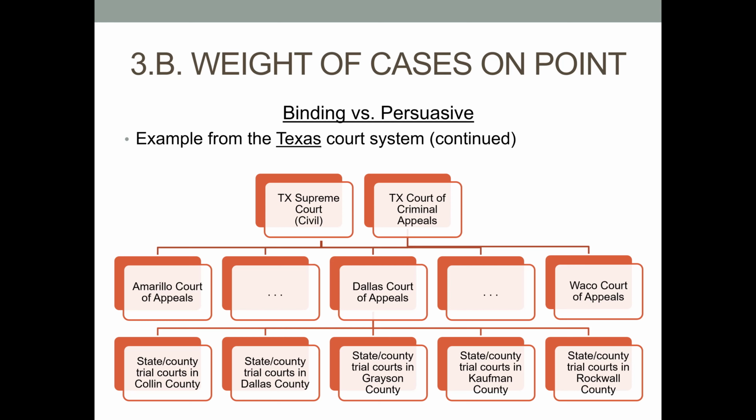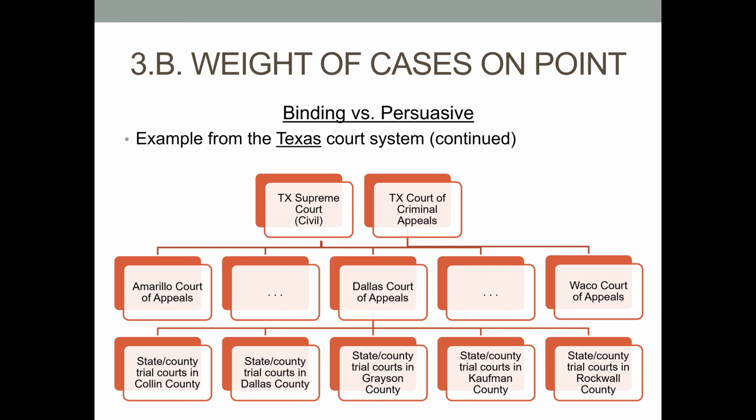So again, at the bottom, I've listed state and county trial courts in 5 different counties: Collin, Dallas, Grayson, Kaufman, and Rockwall. And now the middle row of courts is supposed to represent the 14 intermediate courts of appeals in Texas. Didn't have room to list them all, so I started with Amarillo. The second box next to it is supposed to encompass multiple other courts of appeals. I did include the Dallas Court of Appeals, and then I ended with the Waco Court of Appeals.